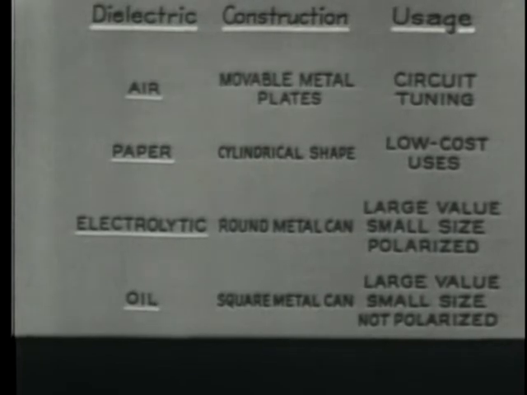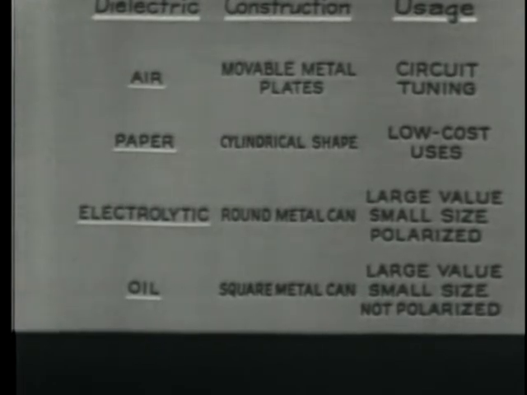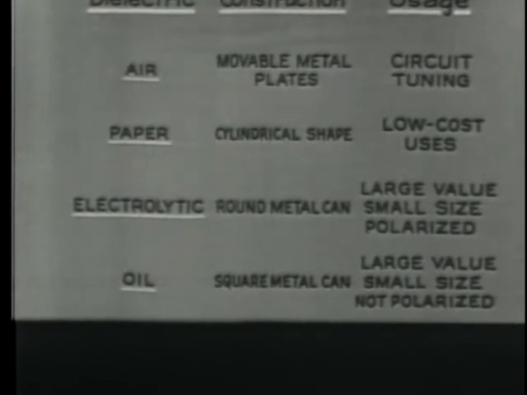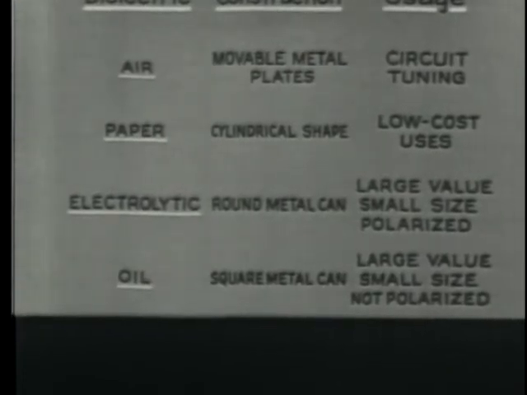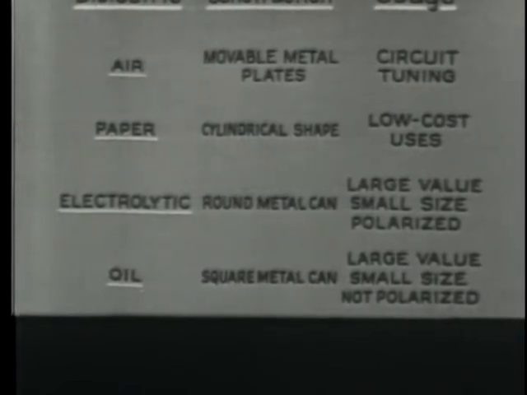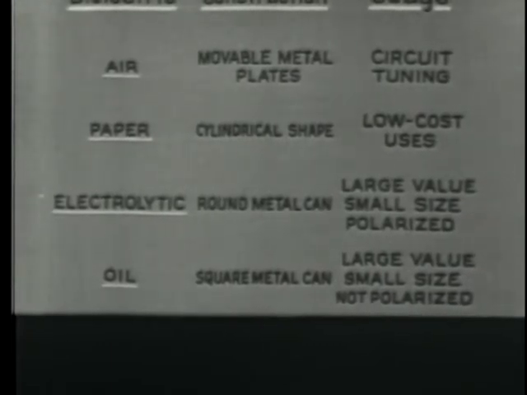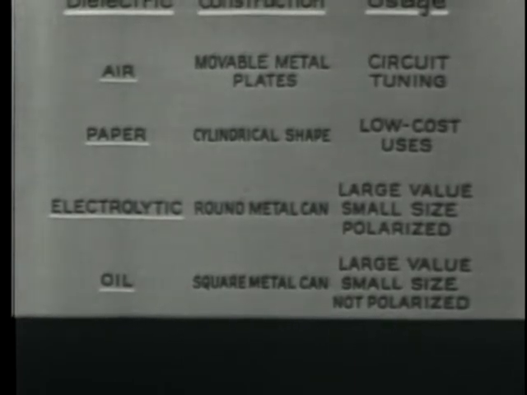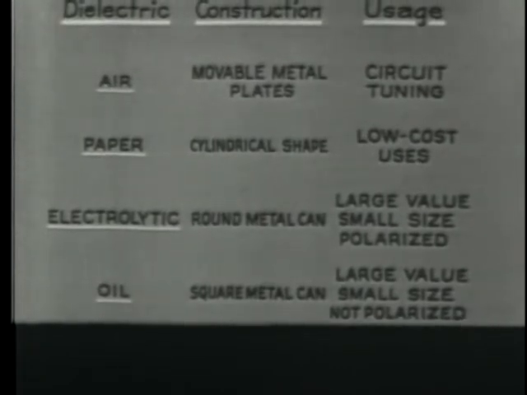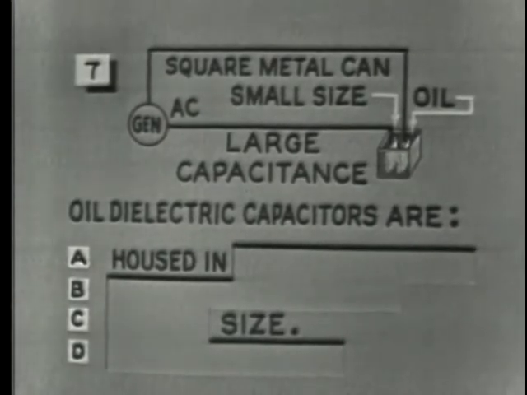Remember, large capacitors of the electrolytic and oil fill types are both contained in metal cans. They are both relatively small in size, that is, small for the amount of capacitance they have. The round one is polarized and must be used in accordance with its polarity markings in DC circuits only. The square or rectangular has an oil dielectric and is not polarized. Therefore, it can be used in either DC or AC circuits. Now complete number 7 on your response sheet.